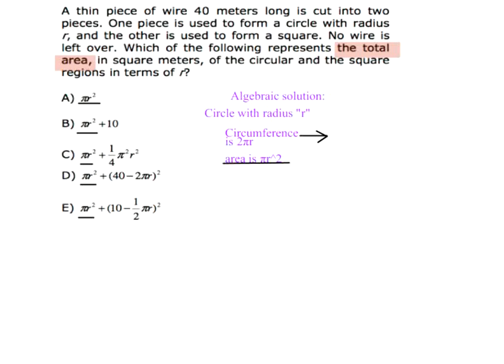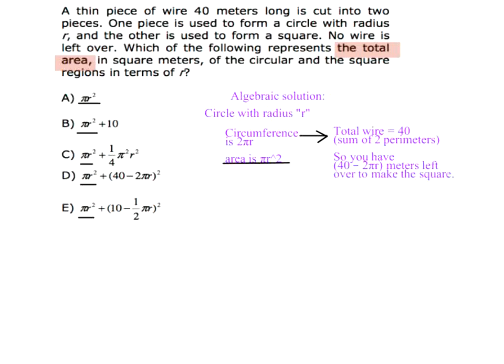Yeah, you have a total of 40, right? So you have 40 meters of wire total. So that's the sum of the 2 perimeters, because that's what the wire does. It makes the perimeter of each thing. So you have 40 minus 2 pi r left over to make your square with.